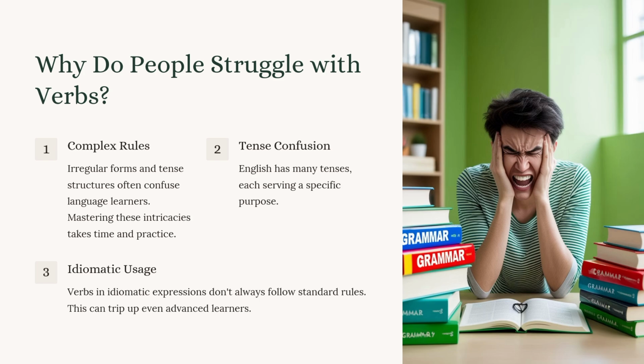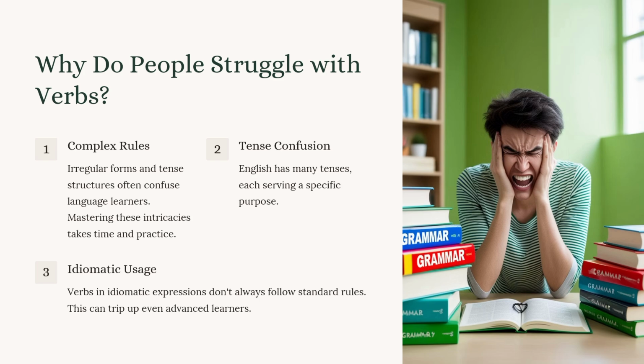The first one is irregular forms. Now, English is full of verbs that don't follow the standard patterns. So for instance, most regular verbs simply add "ed" in the past tense, like the word "walk" becomes "walked," but irregular verbs break the rules, right? So the word "go" becomes "went," and the word "eat" becomes "ate." It's no wonder why learners find this confusing, right?